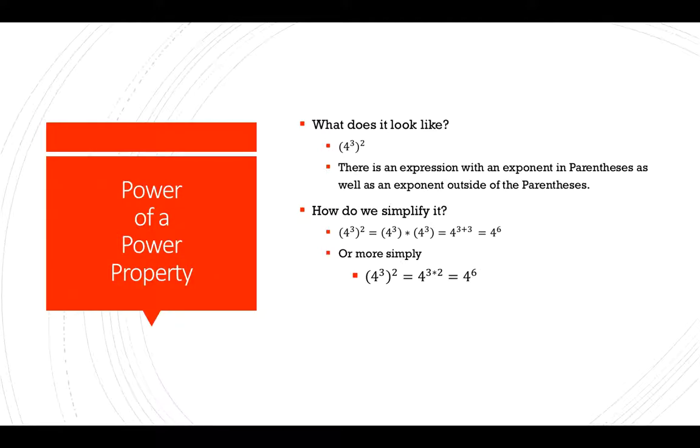Or we could do it a more straightforward way, where we have 4 to the 3rd to the 2nd power, and what we're doing here is we would take the outside exponent and multiply it by the inside exponent. So 4 to the 3rd to the 2nd power would give us 4 to the 6th. Both ways give us the same answer. It's just that one is an expanded form, and one is a quicker method. So when raising a power to another power, we multiply the exponents together.